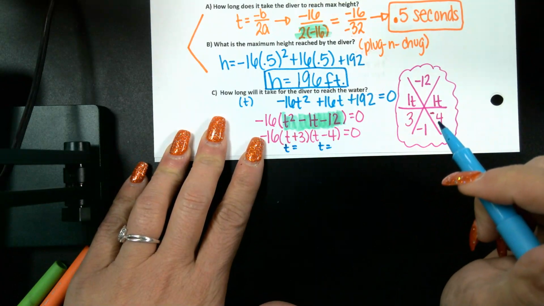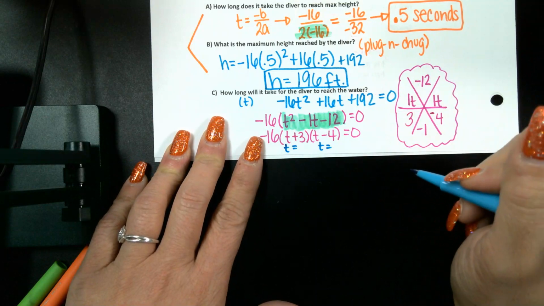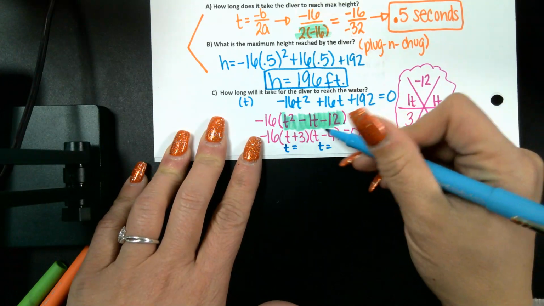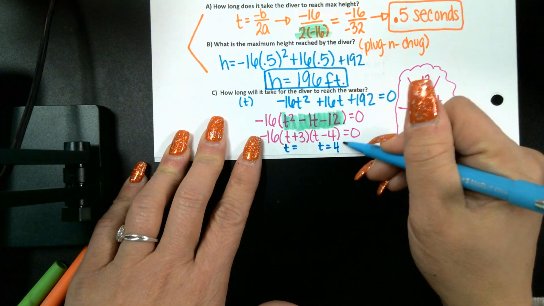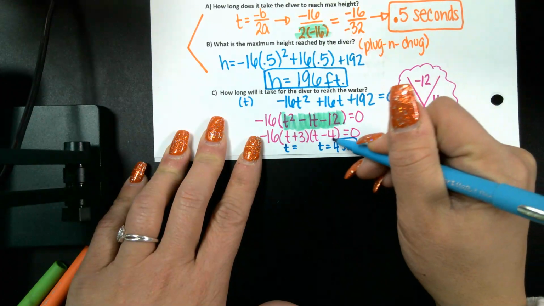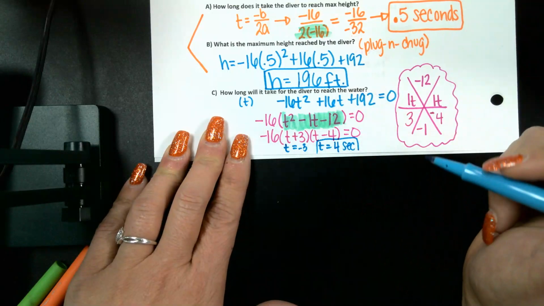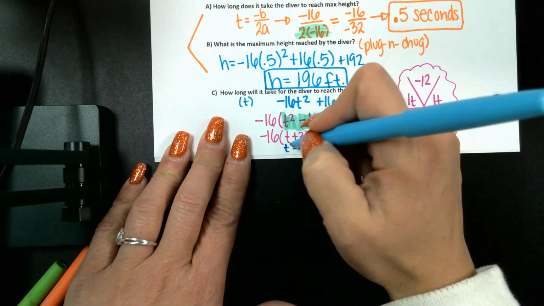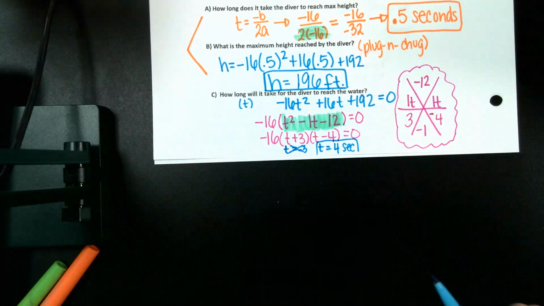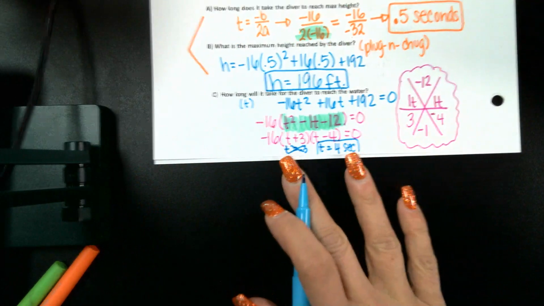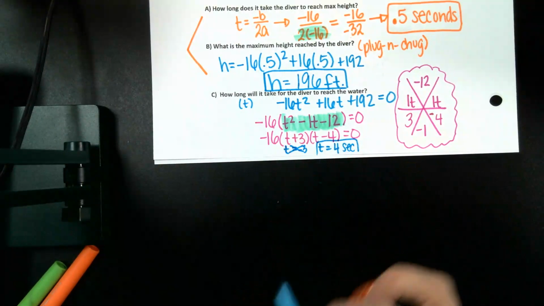Which one's the one that makes sense for our problem? 4. Wouldn't this one become a positive 4 seconds? That one makes sense. This one over here would be negative 3, which does not make sense because time is not negative. Now, I always have people ask me, will there be a time when both of these are positive?